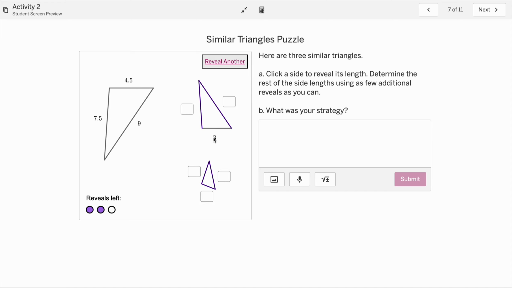So I know that this is going to be half of this, so that means that this is going to be 6. I also noticed that between 7.5 and 9 that that's a scale of 1.5, I think. 7.5 times 1.5. Oh, I lied. That's not true. 9. I got to figure out the relationship between these two.